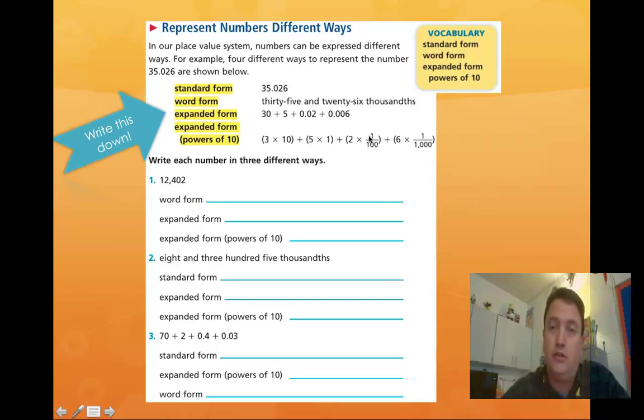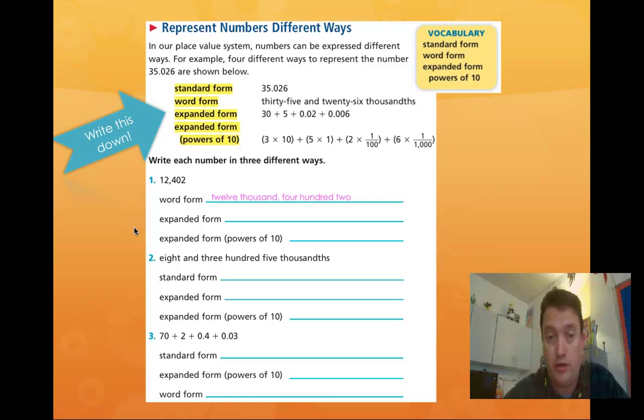And you can do this as decimals or fractions, and you're going to see it both ways as we work through it today. But for right now, we're going to go ahead and just do it just the way that they've modeled there. All right? So let's go down here at the bottom. So we have to write 12,402 in word form. And when we do that, that looks like that.